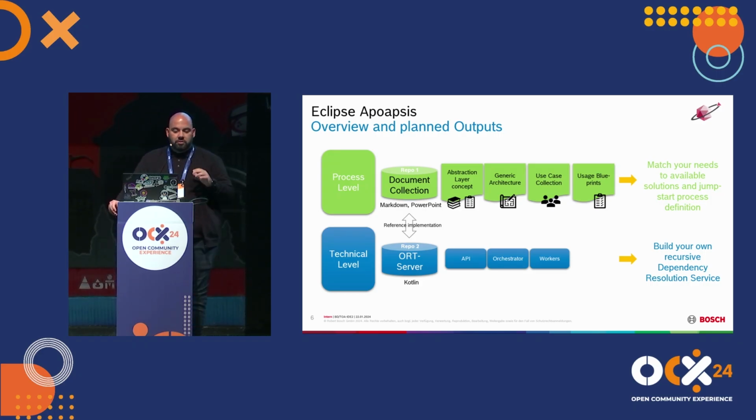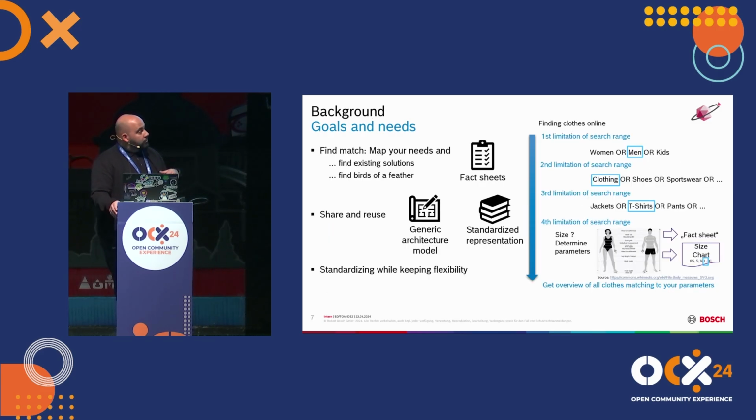And that common output was first to match your needs to available solutions and jump to process definition immediately by using blueprints or use cases or existing generic architecture, or already use the documentation and everything relevant for your use of the ORT server. And in that regard, whether that would be a reference implementation, the document collection is done in Markdown, and I'll showcase how that looks in a bit. But moving on, this is how the whole initial concept started.